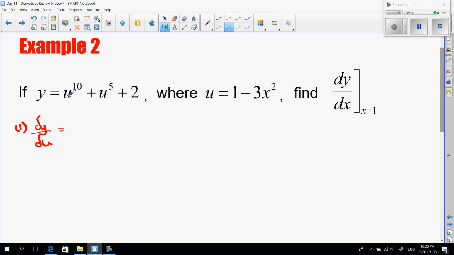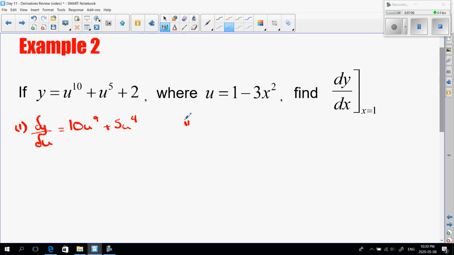This is just a simple sum and difference rule question, all right? The derivative of u to the 10th would be 10u to the 9th. The derivative of u to the 5th would be 5u to the 4th. The derivative of positive 2 would be 0. Okay, so there's the derivative of y with respect to u.